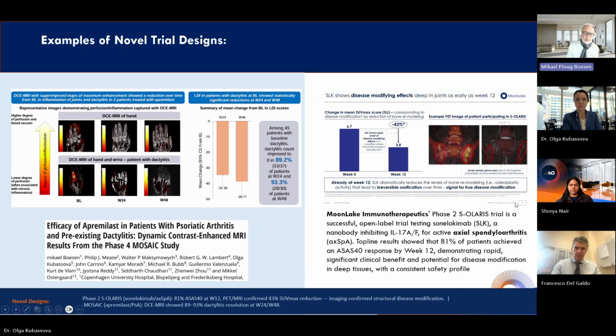And then finally, this is a MoonLake Immunotherapeutics phase 2 trial where they use the NaF PET to look at bone activity. And as you can see here, the activity around the sacroiliac joint, as well as in the bone in general, because it's not only a sacroiliac joint disease, also a bone disease, is completely changed with the treatment. So you have much less activity in the bone. So you're having a larger effect, and you will not be able to detect this if you were only scoring a specific tissue in a specific anatomic site.